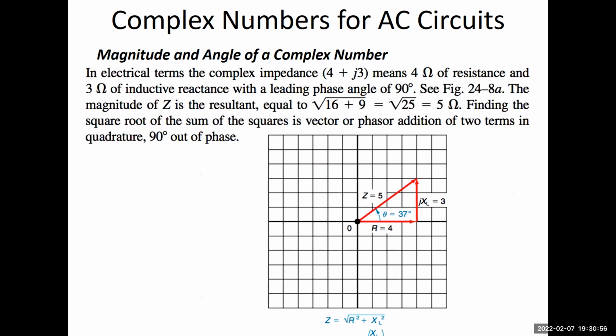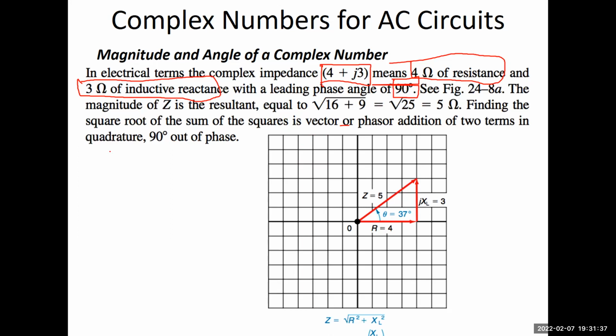So in electrical terms or complex impedance, the 4 plus J3 means you have 4 ohms of resistance and 3 ohms of inductive reactance, with a leading phase angle of 90 degrees. Dahil hindi naman nabanggit dito sa 4 plus J3 kung ano yung phase angle.